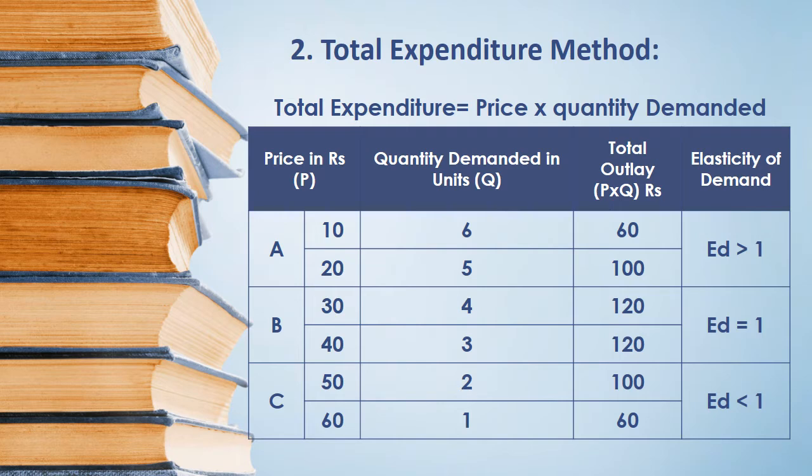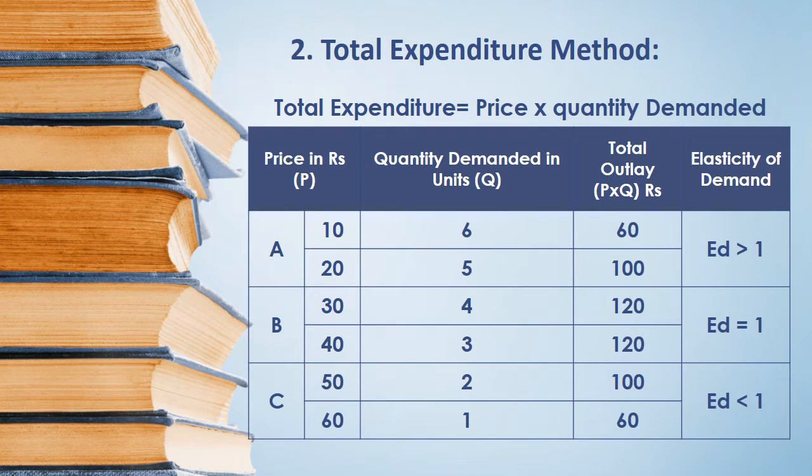That is, the change in price will bring about no change in total expenditure in case of unitary elastic demand. And the last one is relatively inelastic demand. That is, when a given change in price brings about a decrease in the total outlay, then the elasticity of demand is less than 1. That is, it is relatively inelastic demand. Because of the change in price, your total expenditure decreases.